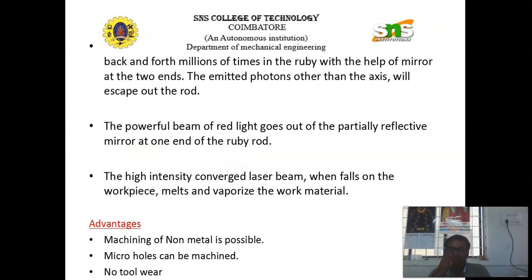It travels back and forth millions of times in the ruby with the help of mirrors at the two ends. The emitted photons off the axis will escape out of the rod. The powerful beam of red light goes out of the partially reflective mirror at one end of the ruby rod. The high intensity converged laser beam falls on the workpiece, melts and vaporizes the workpiece material. The advantages of laser beam are that machining of non-metals is possible, micro holes can be machined, and there is no tool wear.